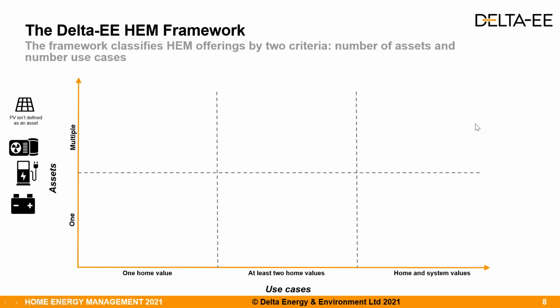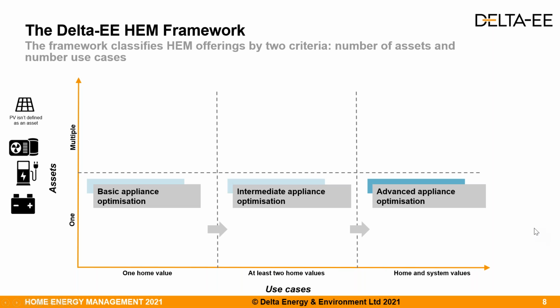Now, given this definition of HEM, we have developed a framework at Delta E to classify all those propositions in the market today which are close to HEM. The criteria we use to assess those solutions are the number of assets they are managing and the use cases they can provide. On the bottom left, if the solution only manages one type of appliance with one use case, it's just a basic appliance optimization. And from left to right, when the solution explores more use cases to access more values from the home or even the grid value streams, it becomes more advanced.